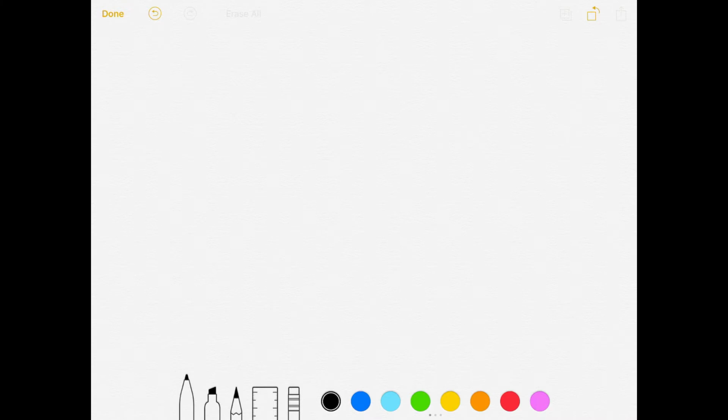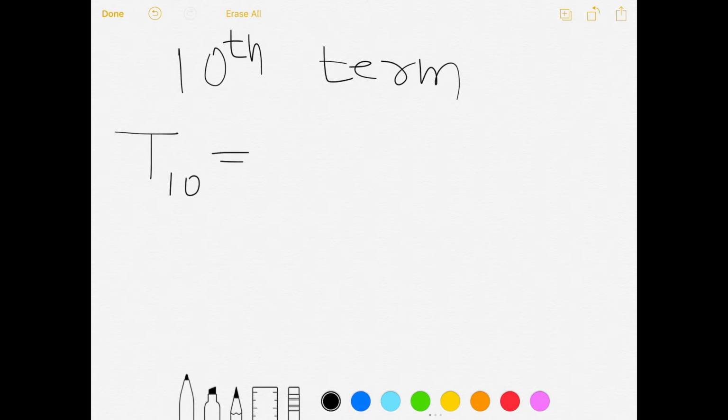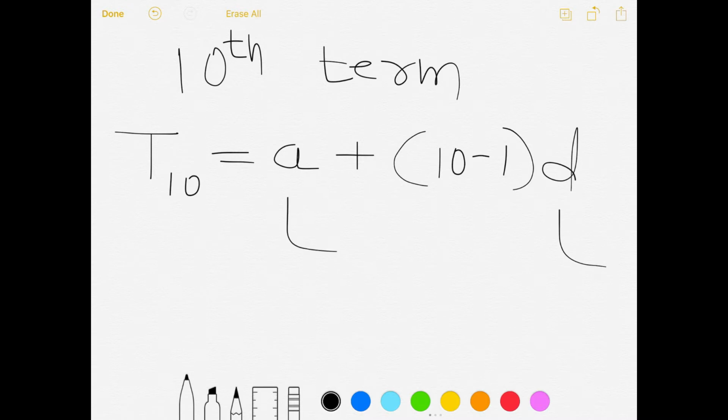Suppose if we are finding the 10th term of a series, then the formula will look like this: T10 equals to A plus 10 minus 1 into D, where D is the difference, A is the first term, T10 is the 10th term, and N is itself 10 because we are finding the 10th term. So N हो गया 10.